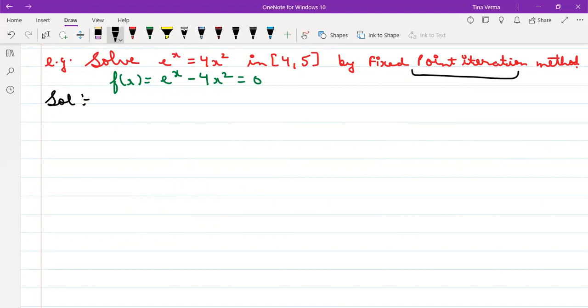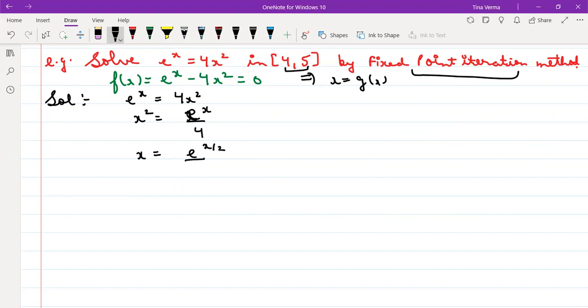अगर मुझे fixed point लगाना है तो मुझे क्या चेंज करना पड़ेगा इस फंक्शन को? I have to change this into the form x equal to gx. I can do it like this: e raised to the power x is equal to 4x square. So x square is e raised to the power x by 4. If I take the positive square root, क्योंकि मुझे root किस में चाहिए? 4 to 5 में. I am not considering the negative sign. Root of 4 will be 2.